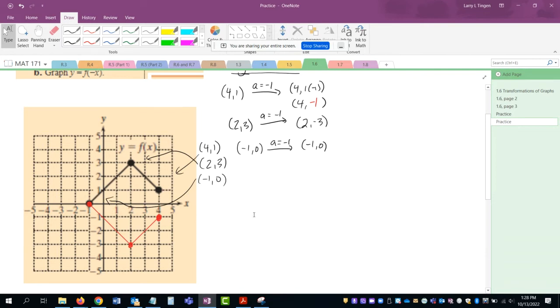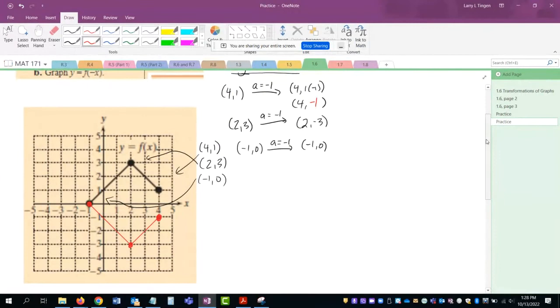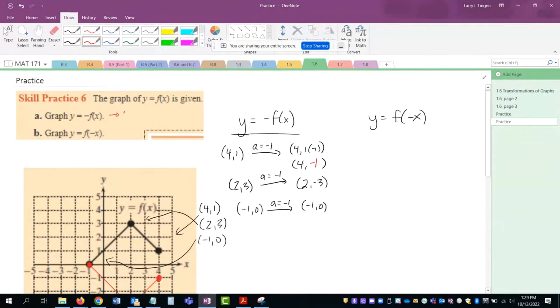When I multiply the outside by -1, which kind of a flip do I get? Do I rotate over the x-axis or over the y-axis? Which one did this do? This went across the x-axis. So this is a reflection across the x-axis. Good. Reflect across x-axis. So guess what the other one's going to do? It's going to reflect across the y-axis.